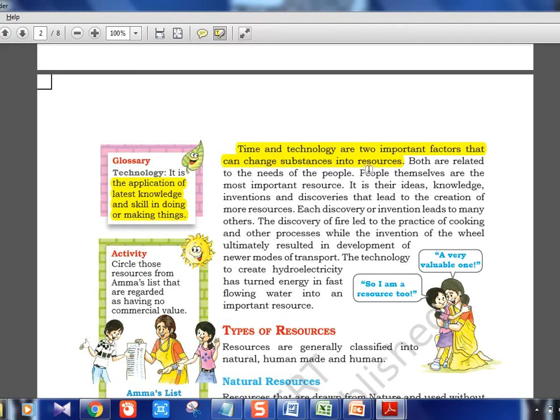Okay, so both are related to the needs of the people. People themselves are the most important resource. Okay, so that is also one thing. Humans themselves are a resource. Okay, human resource, which we have a different chapter for in this textbook. We'll see. So in this picture you also see, like you are a resource too.